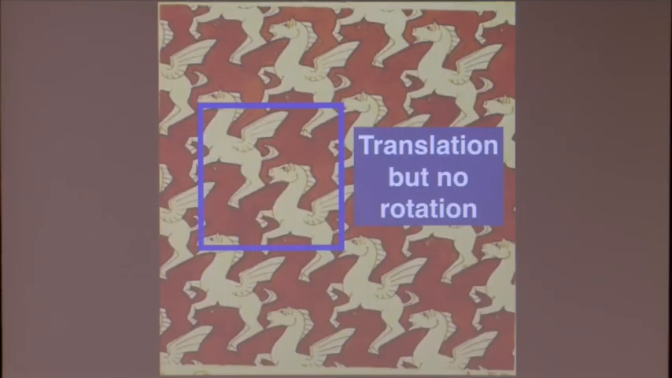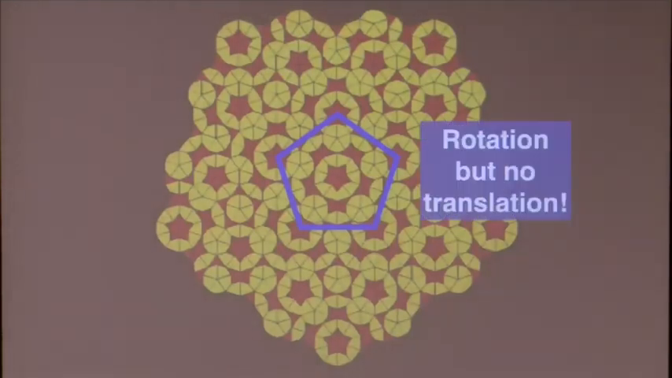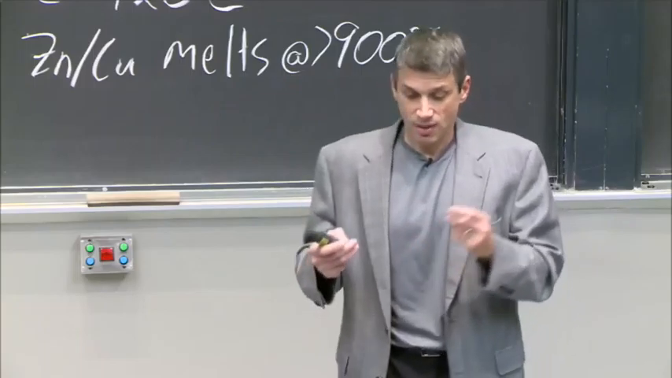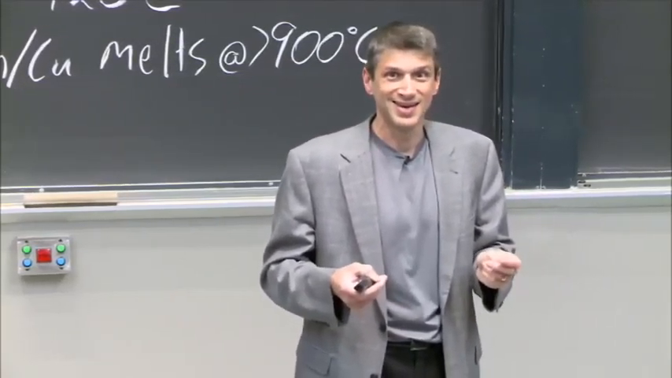But there are crystals that actually have only rotational symmetry and no translational symmetry. And Dan Shechtman was the one who discovered these in the 1980s. Nobody believed him. His advisor told him to go back and read the book. And you know who wrote the book? Linus Pauling. Linus Pauling wrote the book on chemical bonds. Literally, the book was called The Chemical Bond.